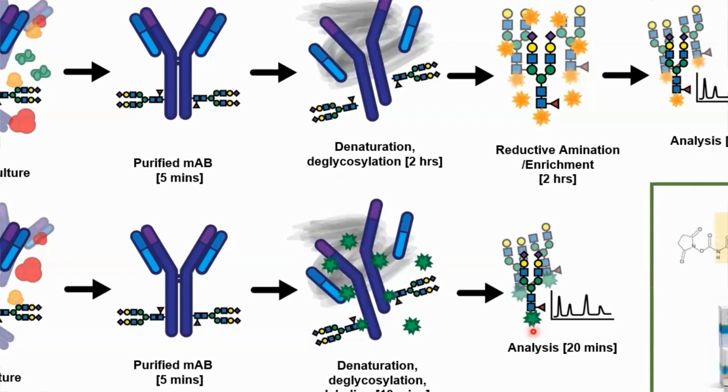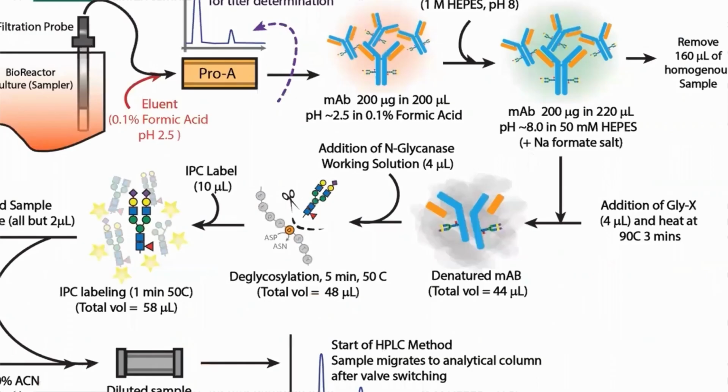And again, this is just what the chemistry looks like. It's a little bit different than 2AB. It has a tertiary amine, which makes it able to also be used for mass spectroscopy, not just with HPLC. So this is what the workflow looks like with this new integrated IPC workflow, what we call the N-GLYcanyzer 2.0, or at least that's what I like to call it.